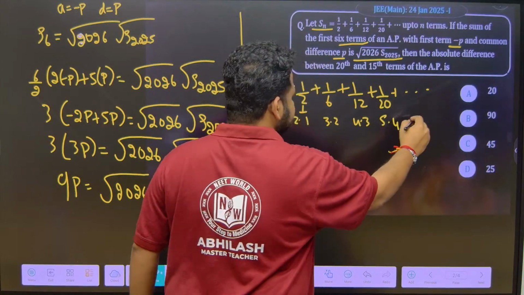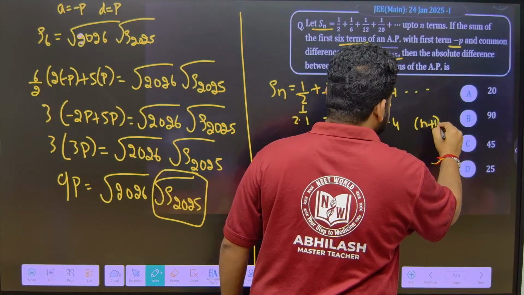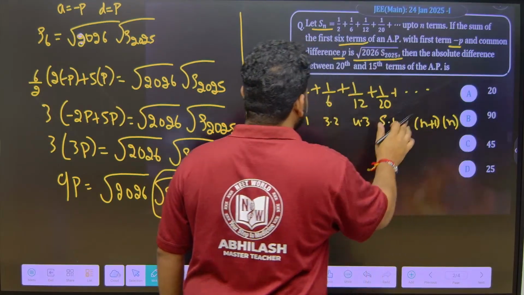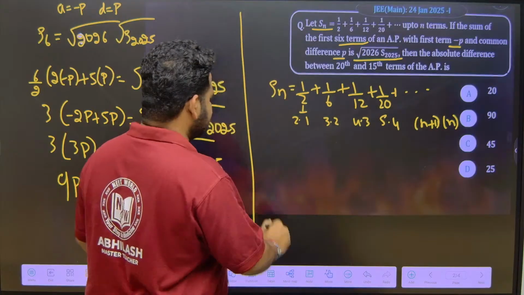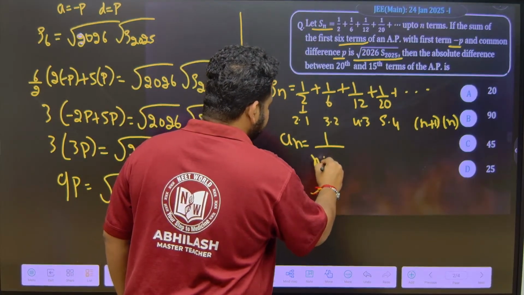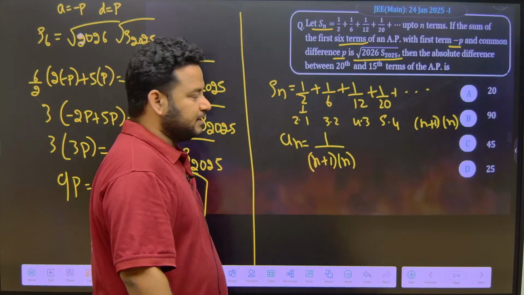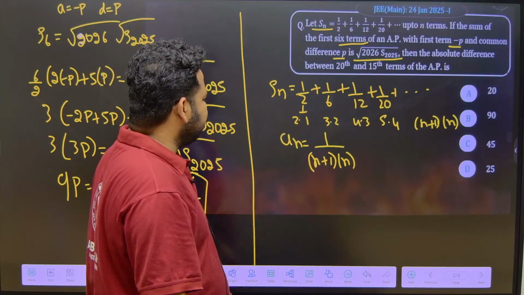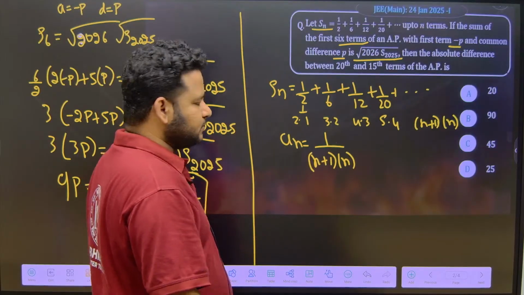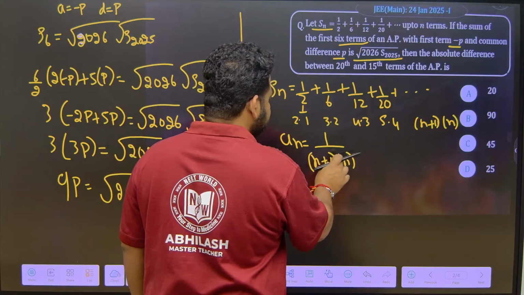So this nth term can be written as what? n plus 1 into n. That is, I am talking about the denominator. So here the last term, an, will become 1 by n plus 1 into n. Okay. Now we have to find out what? S2025. This an, I have written as 1 by n plus 1 into n.